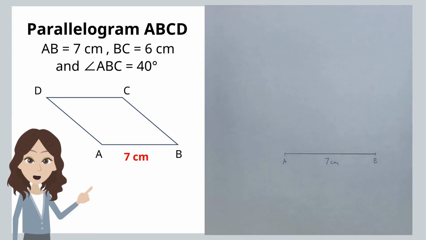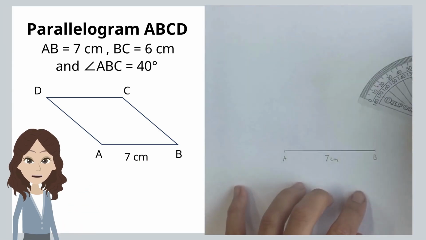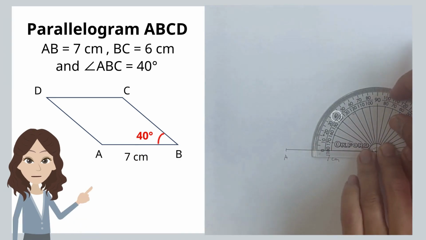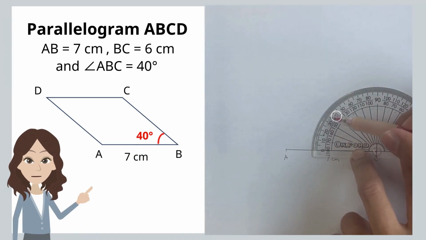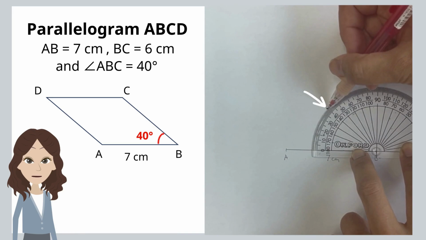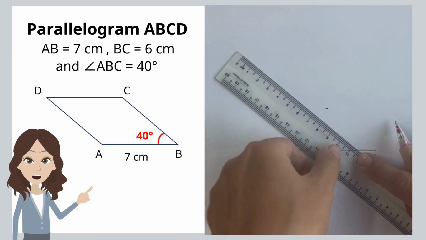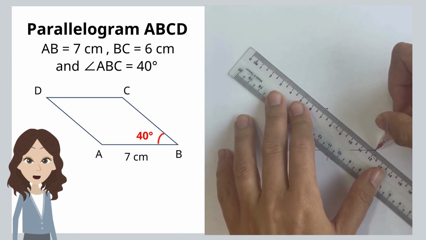Step 2. Draw angle ABC, which is 40 degrees, using a protractor. Make a mark at the 40 degrees. Then, draw a line to join point B to the mark.